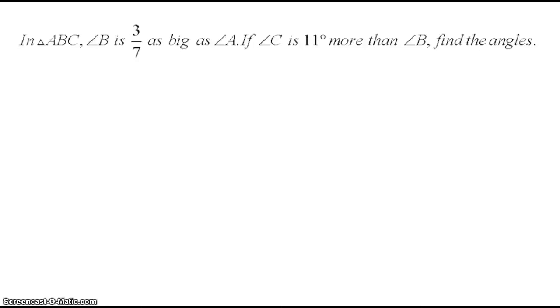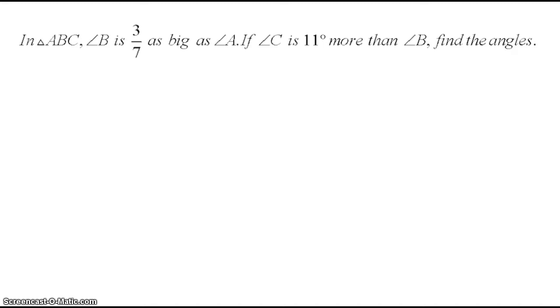Alright, let's do some word problems now. Let's read it. In triangle ABC, angle B is 3/7 as big as angle A. If angle C is 11 degrees more than B, then find the angles. Okay, so we know in a triangle the sum is 180 degrees.